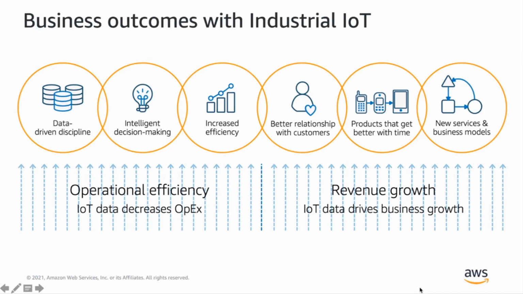and then we're going to move into where we're going with that. So business outcomes within industrial IoT from the IoT team is we're trying to increase operational efficiency. All right, so we're trying to look at data. We're trying to make intelligent decisions. We're trying to increase the efficiency of your services and products. And then we're trying to build better relationships with your customers.